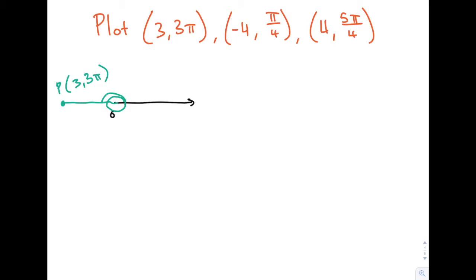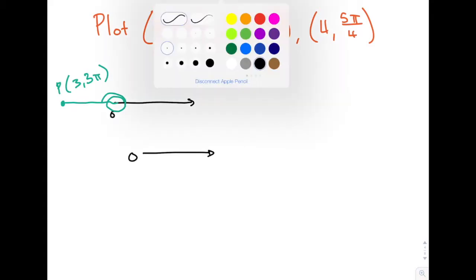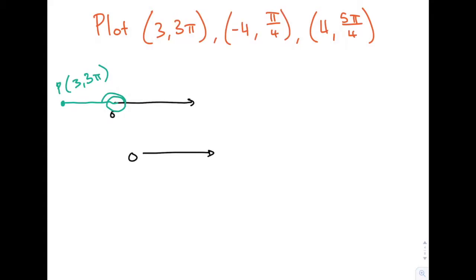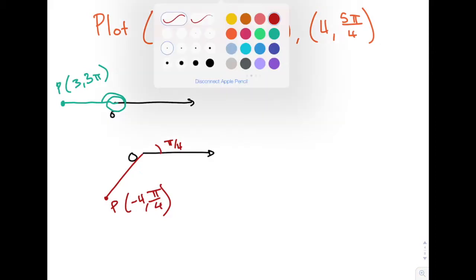So similarly again, for (-4, pi over 4), we'll start with the origin and a polar axis. We'll go pi over 4 in the counterclockwise direction, so that gets us right about there. That's pi over 4, and then we need to go negative 4 for the radius. So since we're going in the direction opposite of theta, we're going to end up over here. That's the point P, (-4, pi over 4).